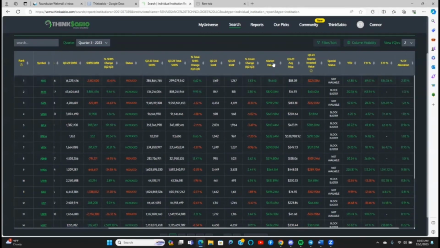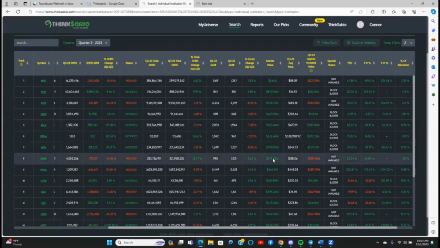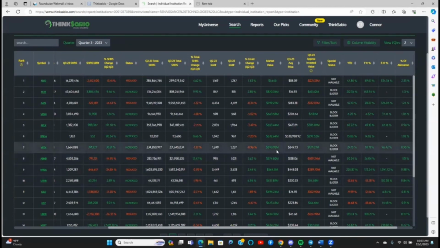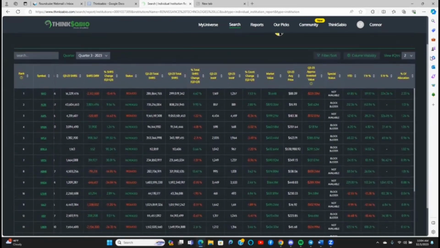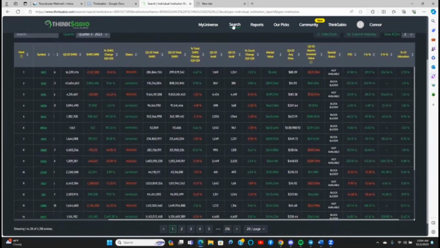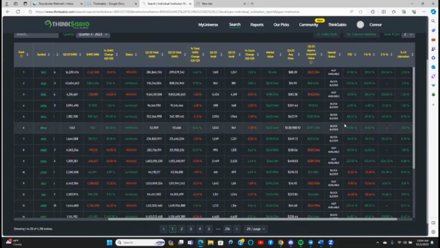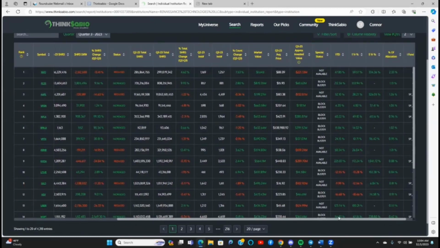And then from here we've got the market value column, like I was saying before. That's how the data is sorted, highest market value to lowest market value, for the stocks that this institution invests in. Although if you do want to change your strategy or change how you look at the report, you're more than welcome to do so. You can just click on one of the arrows up top. And then there's a couple more columns I'll go through here.